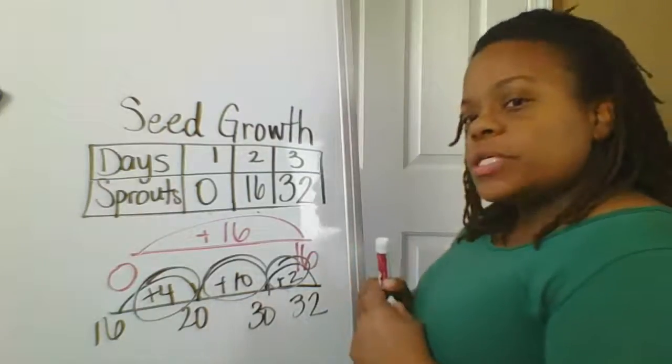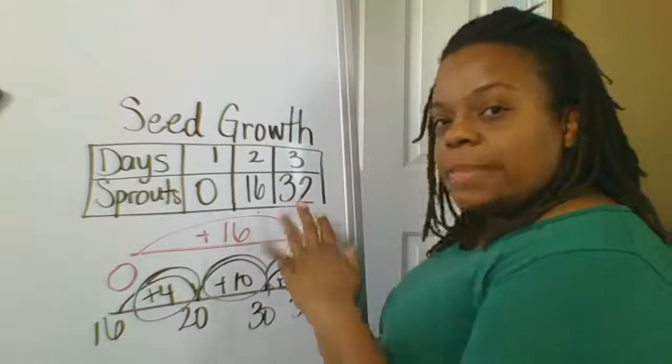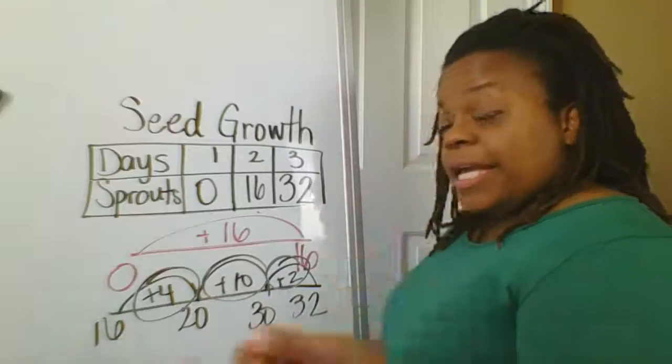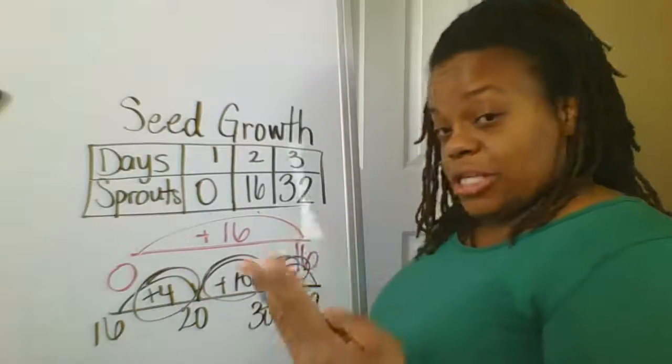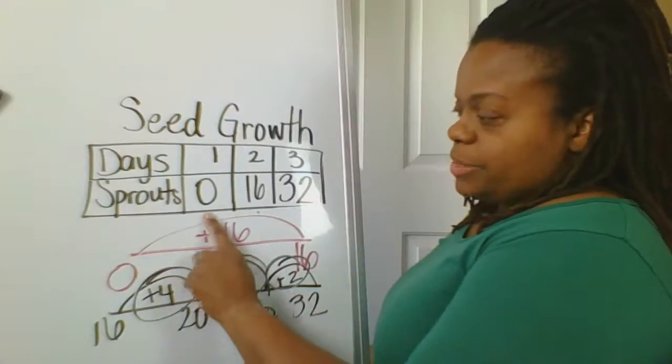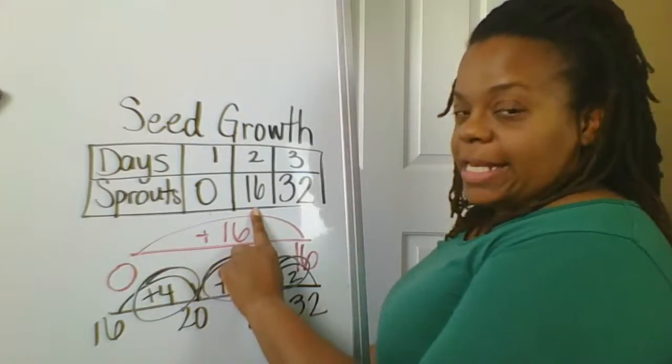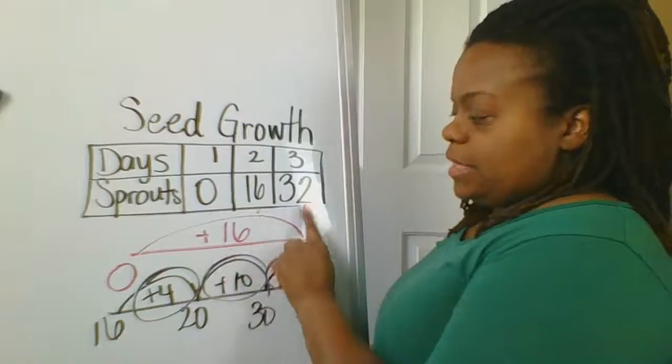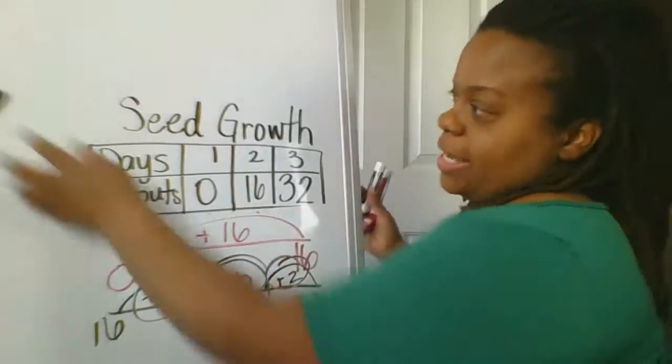So what do I notice about this pattern? The pattern increases. Number one, it increases by using addition, and it increases 16 each time. From 0 to get to 16, I had to add 16. And from 16 to get to 32, I also had to add 16.